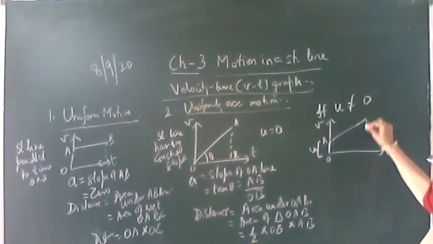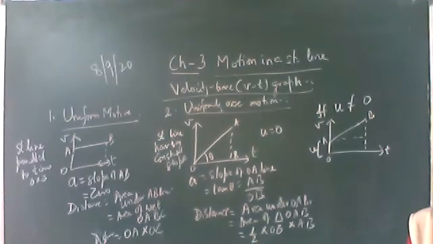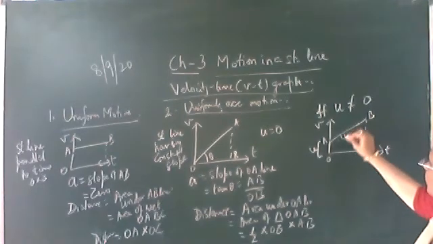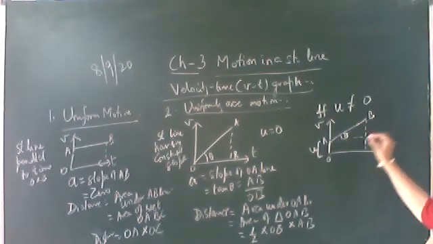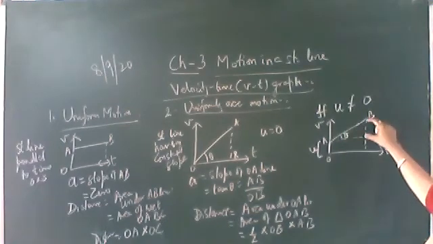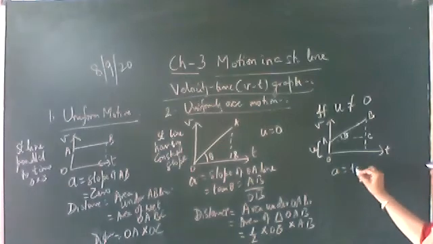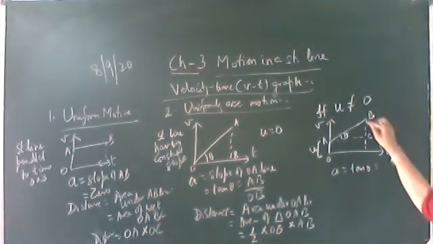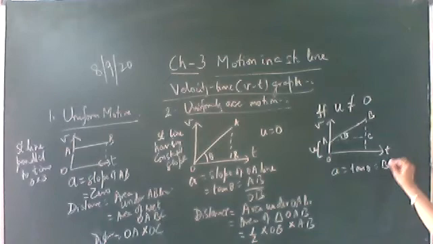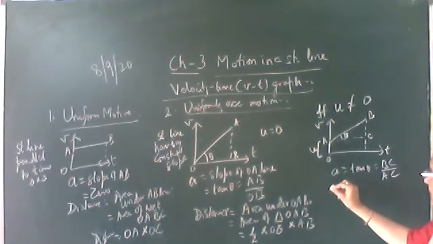Again, if you have to find the acceleration, AB is the line which is having a constant slope. Acceleration is tan theta. Tan theta is perpendicular upon base. So here acceleration is tan theta, and tan theta here is equal to BC upon AC. This is giving the acceleration. And here the distance traveled.